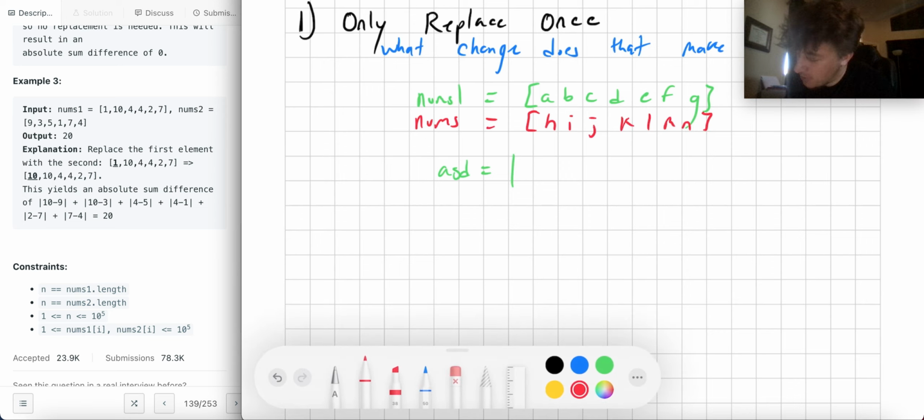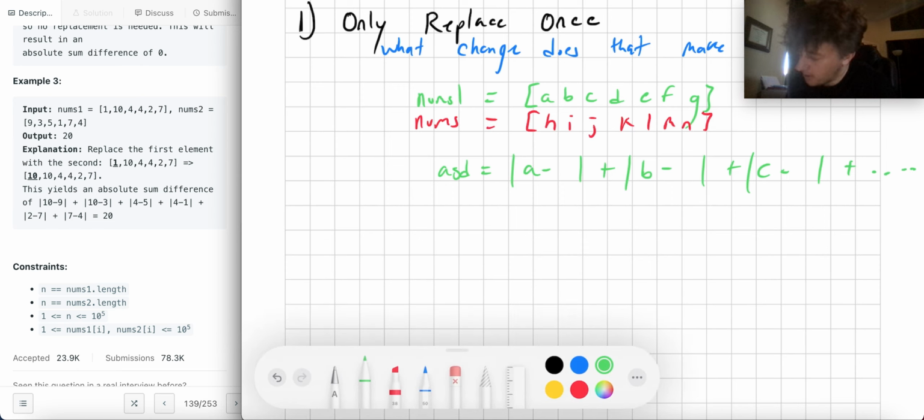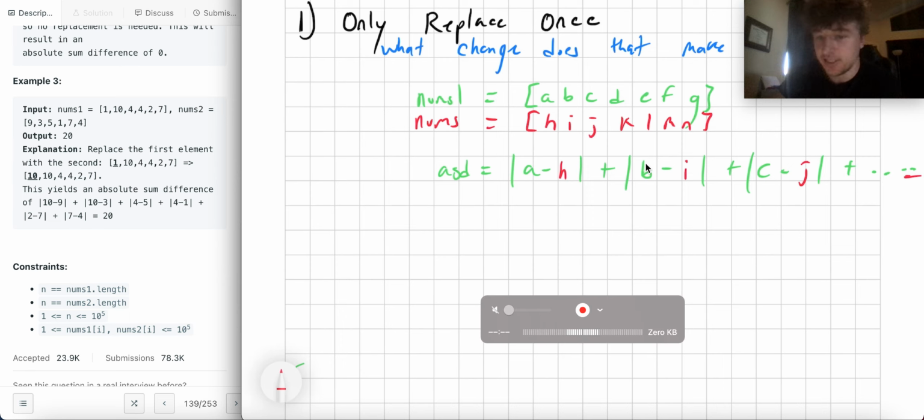And our absolute sum difference would be the absolute value of A minus H, plus the absolute value of B minus I, plus C minus J, plus dot, dot, dot. You get the point, right? And these would be the corresponding values in H, I, J and so on and so forth. That's the absolute sum difference. This is just the formula written out for a very generic example.